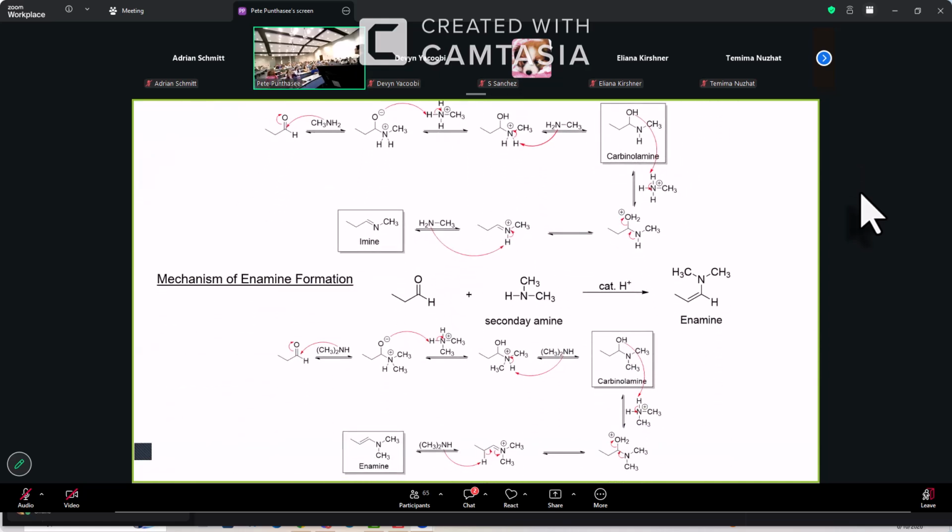What do you think? Where is the difference? There's only one difference. Which step? The last step. Let me look at the last step. Everything else is the same. Can we agree on that? Everything else is the same, just the last step. Let's look at the last step.